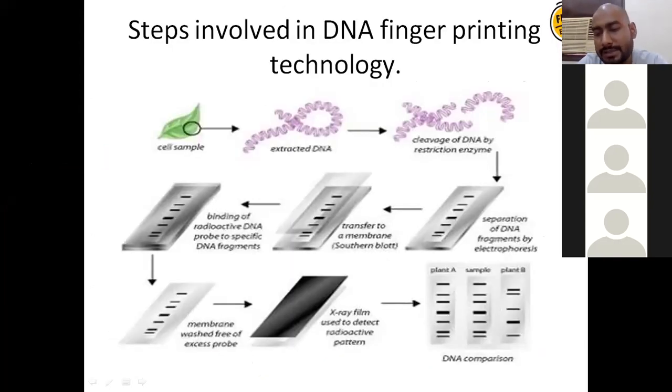Technology. How many steps are there? Firstly, you will take the leaf, the leaf cell sample, and with the help of DNA isolation techniques... I think sir already taught you DNA isolation techniques. So DNA can be stained by which substance? DNA can be stained by which substance? Can you say again?